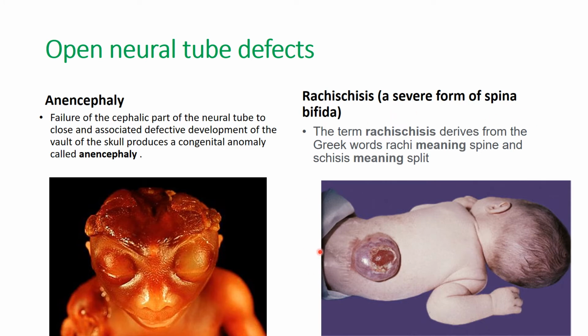This is happening in the lumbosacral region. Anencephaly is happening in the cranial region, but rachischisis is happening in the lumbosacral region. This is the region where there is the posterior neuropore. So failure of that posterior neuropore getting completely obliterated and the dorsal vertebral arch not fusing together leads to rachischisis or a severe form of spina bifida.